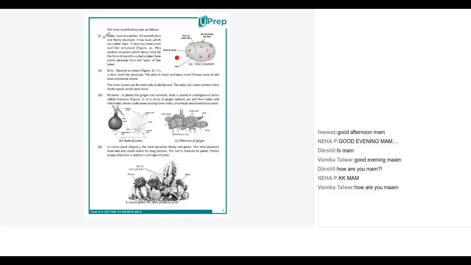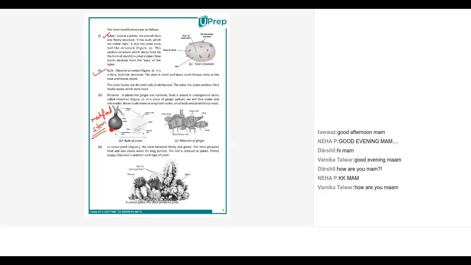Now next, coming to a bulb. As I said, even onion is a stem. An onion is also a modified stem. We will not call it a stem, we will call it a modified stem. Why is it a modified stem? Because it is a bulb-like structure.